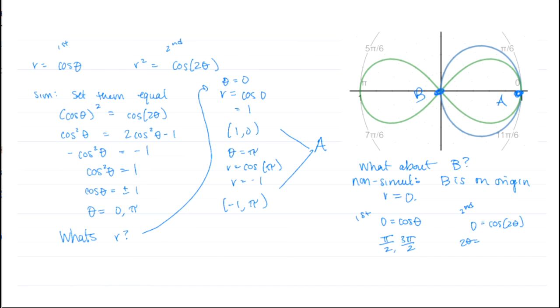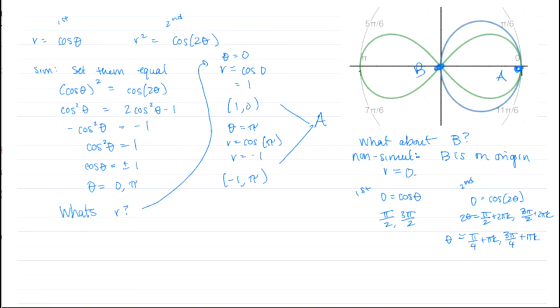So then 2 theta equals pi over 2 plus 2 pi k, and 3 pi over 2 plus 2 pi k. And then you want to divide everything by 2, so you get theta equals pi over 4 plus pi k, and 3 pi over 4 plus pi k. Then you want to get all four of those angles. So theta would be pi over 4, 3 pi over 4. Then you want to add pi to each of them. So 1 and 4 is 5, and 3 and 4 is 7.